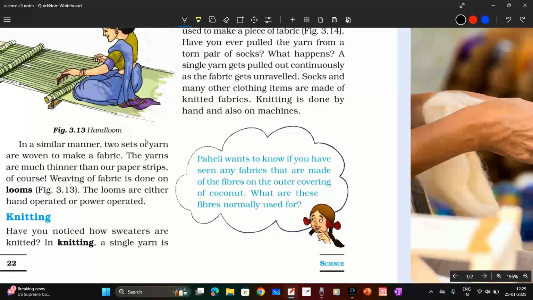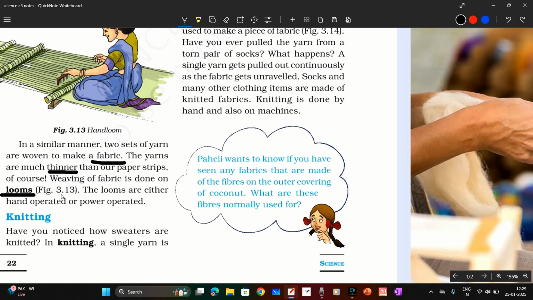Next, we move on in a similar manner. Two sets of yarn are used to make a fabric. From these two sets only the fabric is made, and the yarns are much thinner. The paper is very thick, so here the yarn will be very thin in shape, thin in a fabric. Then our paper strips, of course, weaving of a fabric is done on looms. Here it is called a loom. This is a hand loom.